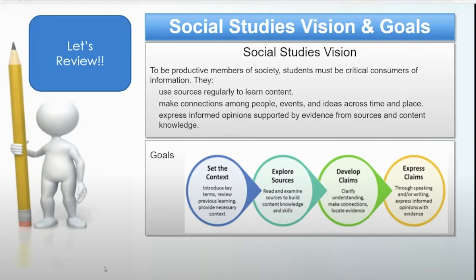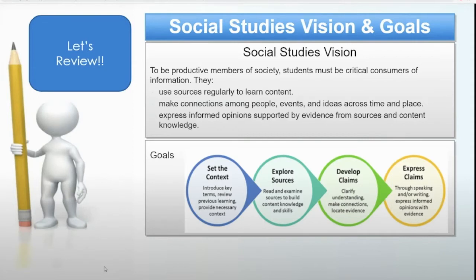Now let's look at how that ties into the goals of social studies. We have to set the context for students by giving them the necessary context for teaching new information. We want them to explore sources. They read and examine them to build that content knowledge. We want them to develop claims. They clarify their understanding and make connections using evidence. And then they express those claims through speaking or writing.